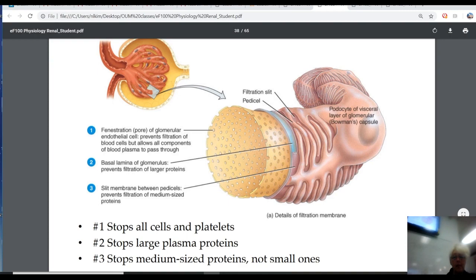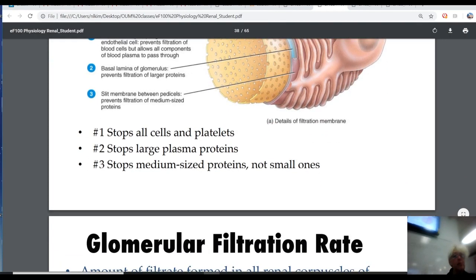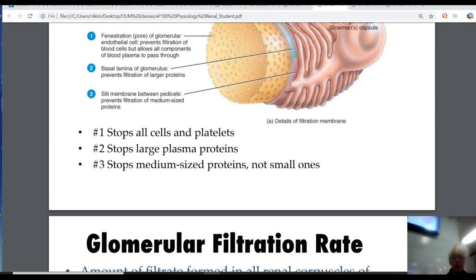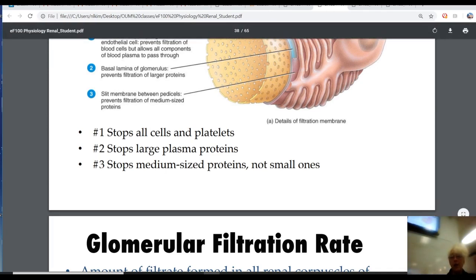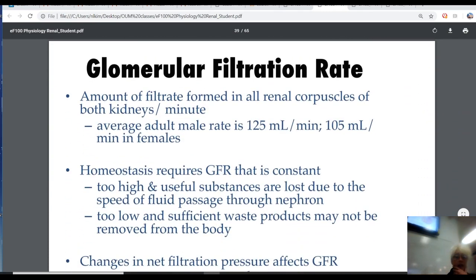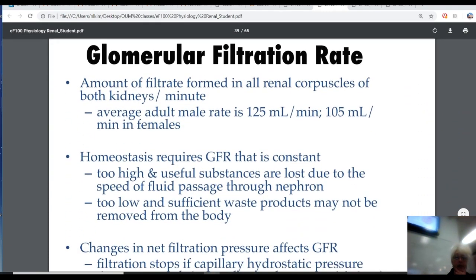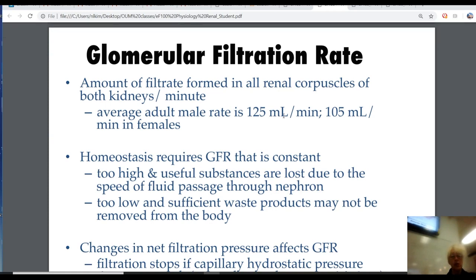Again, these particular fenestrations stop your cells and platelets, stop your plasma proteins and medium-sized proteins, but not small ones that have been broken down that you no longer need. So this basically protects us from losing all of the specialized cells that we need, our blood cells, etc. So it's the fenestrations within the glomerulus.